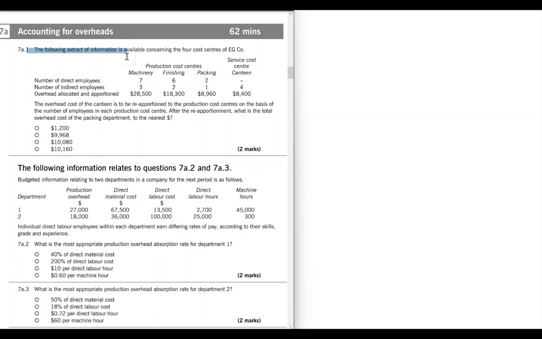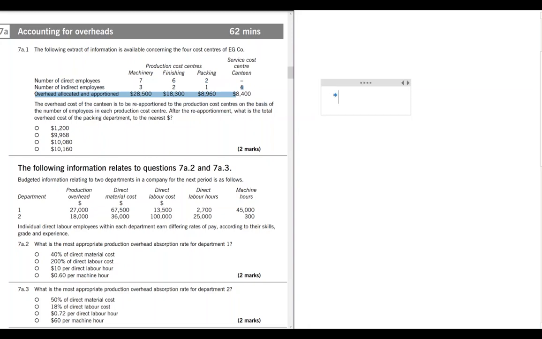The following extract of information is available concerning the 4 cost centers: number of employees, number of indirect employees, overheads allocated and apportioned. The overhead cost of canteen is to be reapportioned to production cost centers on basis of number of employees in each production cost center. After reapportionment, what is the total overhead cost of packing department to nearest $? So packing department, they said divided based on employees. They didn't say direct or indirect, it means all of them. And then they specifically said in production departments. So we are going to ignore this employee.